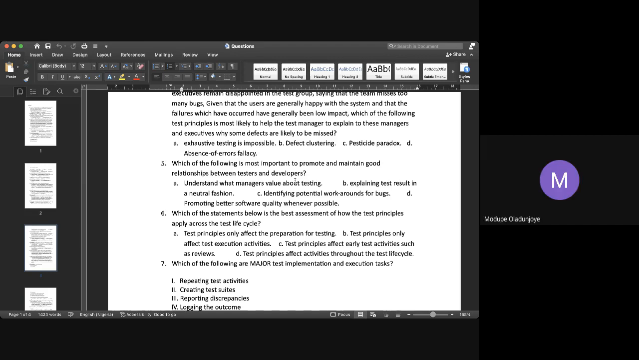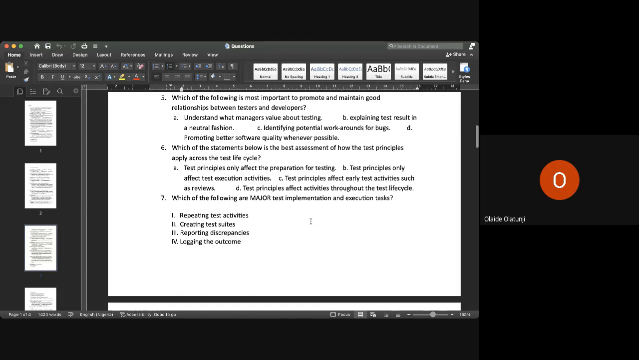Yeah, testers. And it can be identifying potential workarounds for bugs, because bugs need to be fixed. We don't need to find a workaround for a bug. Yes. And promoting better software quality whenever possible. Not whenever possible. It should be possible all the time.